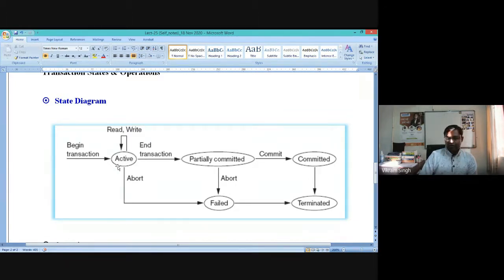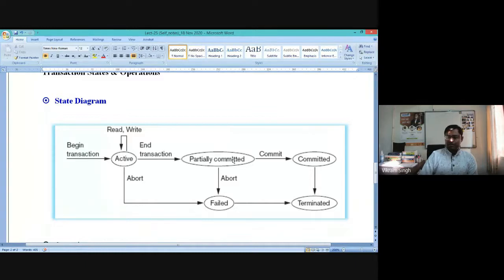After completing the first state, after submitting all the information and all variable values into the transaction, your operation is completed basically. So whenever the user operation is completed, your transaction goes to the partially completed stage. After the active state, ideally the next stage is called partially committed.